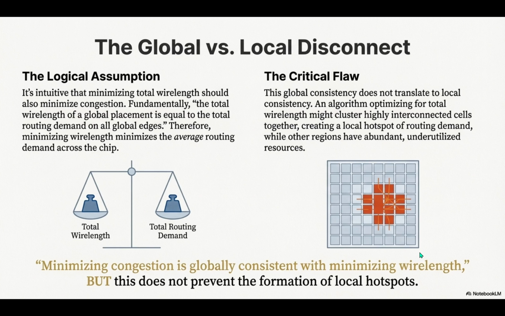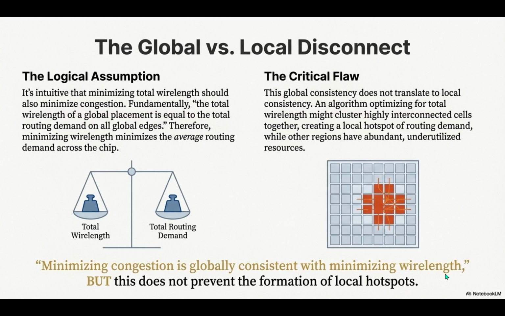This second layout, its total wire length is noticeably worse. Let's say 115 units, so 15% worse on paper. But, and this is the crucial part, because the components are distributed more evenly, every single bin edge has zero overflow. Demand never exceeds supply anywhere. So that slightly longer design is the one that's actually manufacturable and routable.